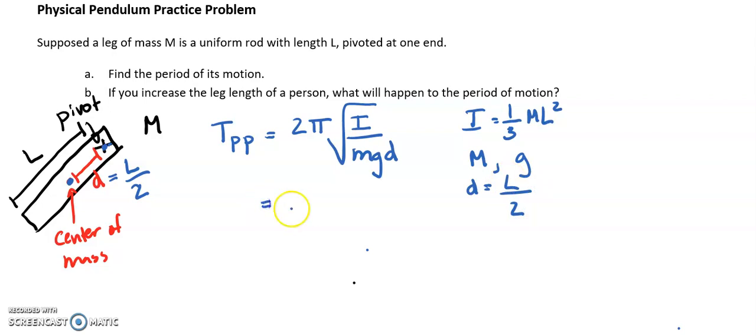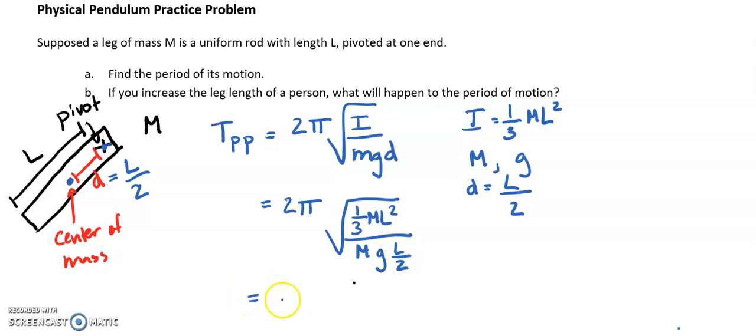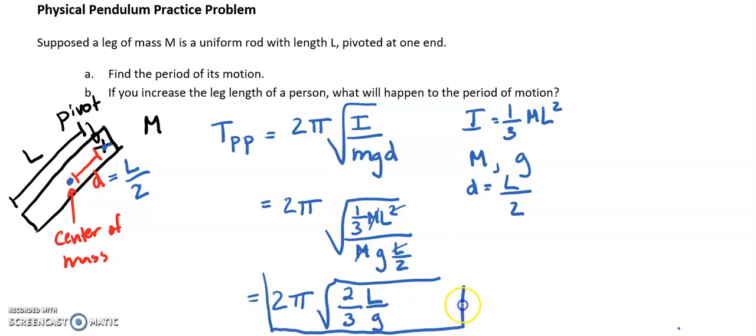So let's go ahead and plug that all in. So we have 2 pi root what? 1/3 ml squared over m g and D is L over 2. Cool. So it looks like we're going to have some fun simplifying. So it's going to be 2 pi. Wow, that's nice. M's cancel. 1 L cancels. That 2 is going to go to the top, so it's going to be 2/3 L over g. Great. So we have our answer.